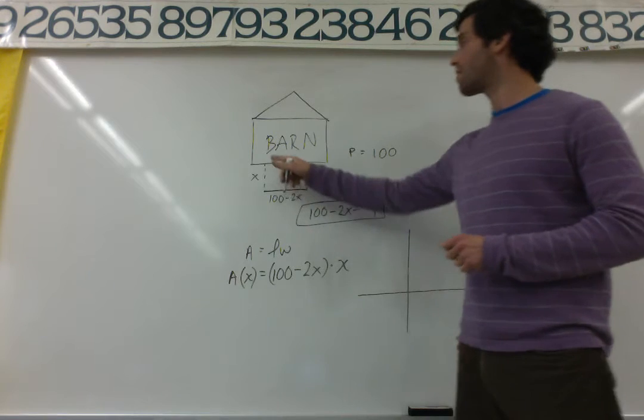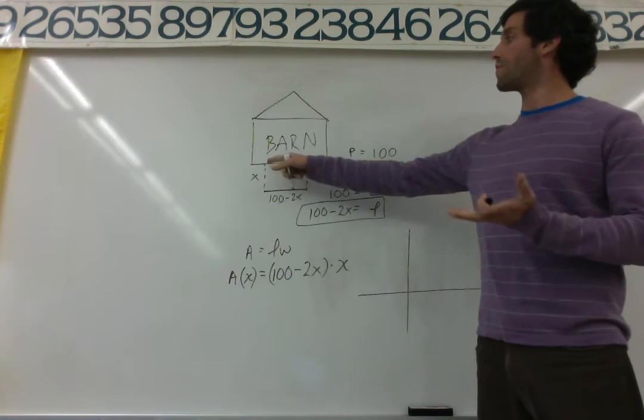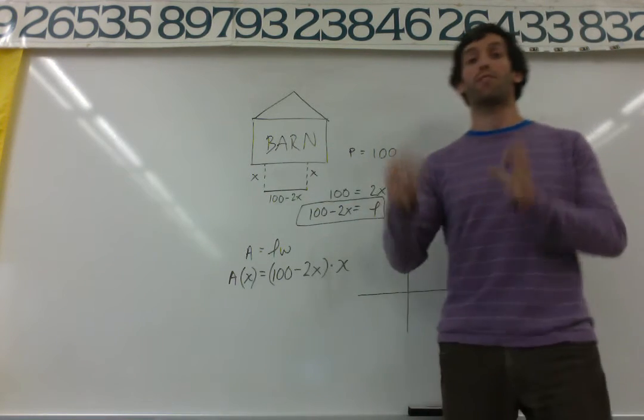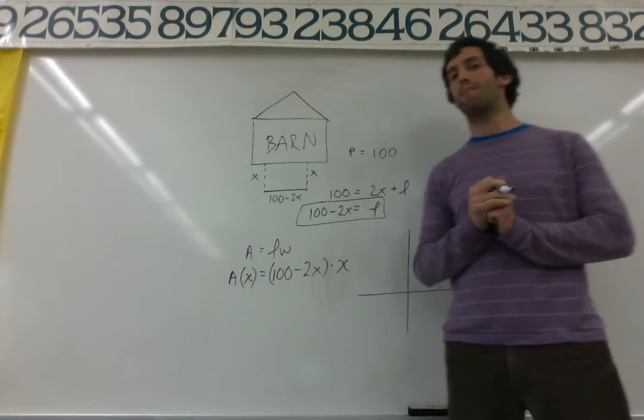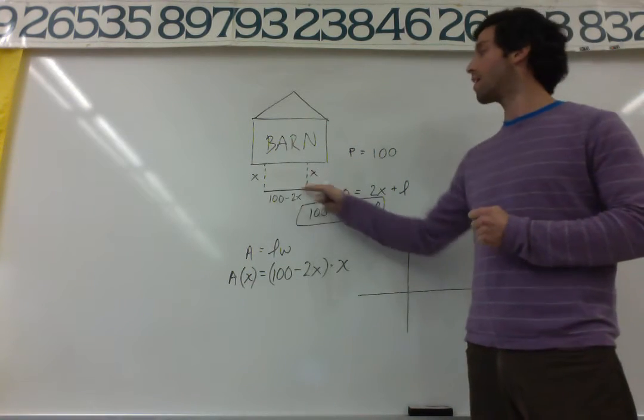You have 100 meters of fencing to use. Well, if you call this x and this x, you take away the two x's from the total. You have 100 minus 2x left for the length.